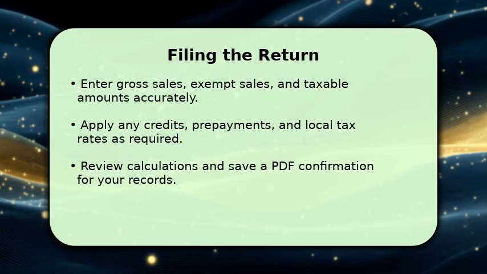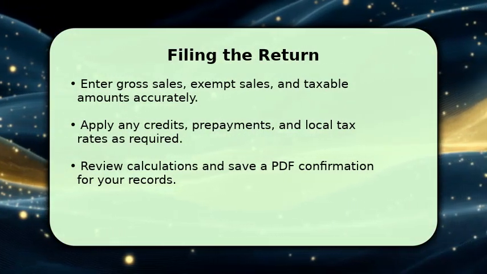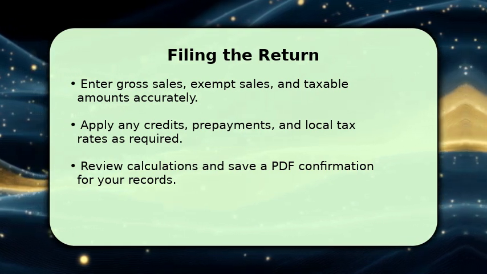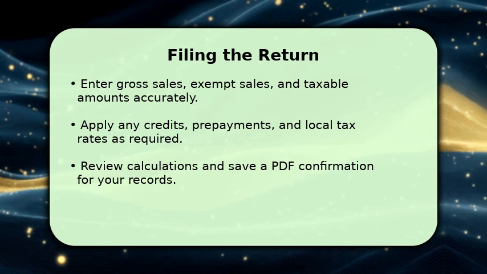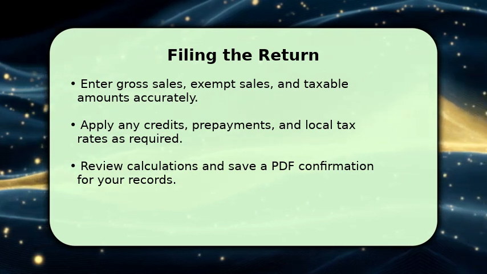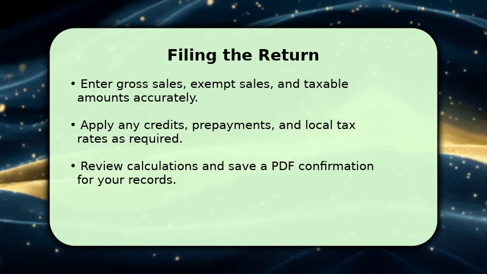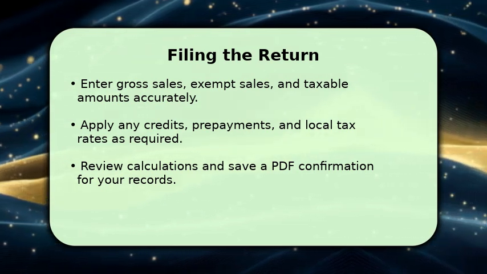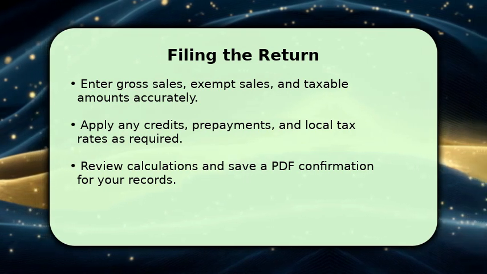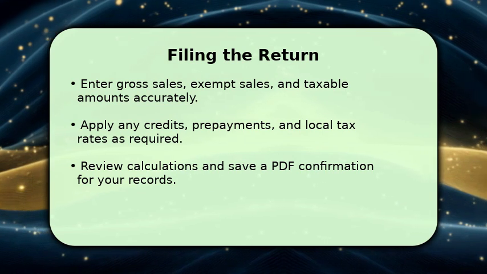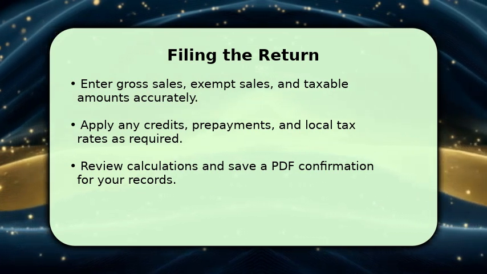On the return screen, enter gross sales, exempt sales, and taxable sales lines carefully to avoid errors. Calculate the tax due, apply credits or prepayments, and include any municipal or county rates. Choose your payment method if you owe, or request a refund or carry forward a credit if applicable. I will explain key fields, common exemptions, and how to verify totals before submission so you can file with confidence.